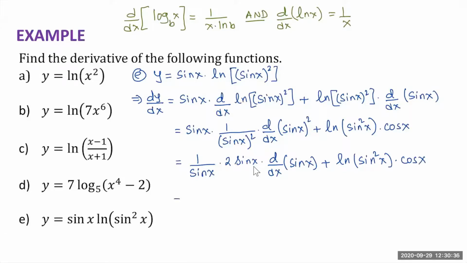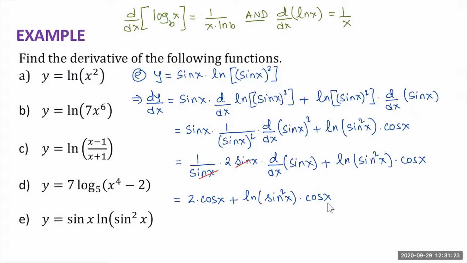Okay, now after this, what is going on here is we have sine x in the denominator, sine x in the numerator. They get canceled. So after you cancel that, you have 2 left here. So you can write that 2. And the derivative of sine x is cosine x. So it becomes 2 cosine x. Then plus, after that, we have just that one. You can copy natural log of sine squared x times cosine x. So you can leave your answer here, 2 cosine x plus natural log of sine squared x times cosine x.